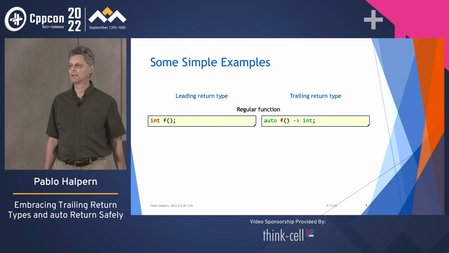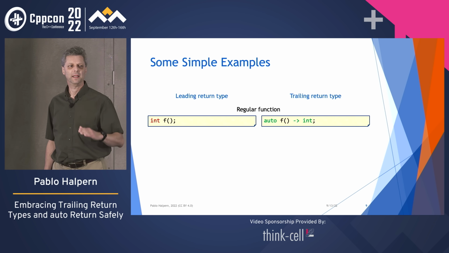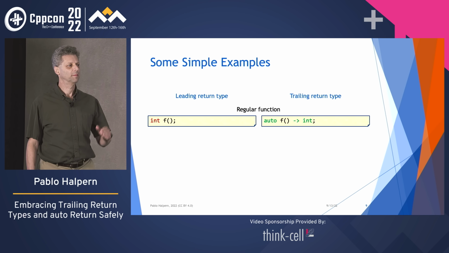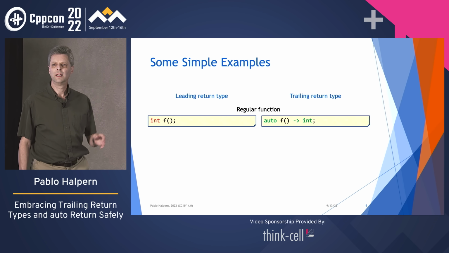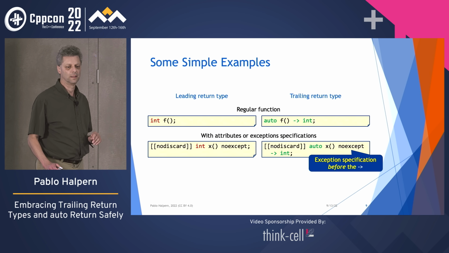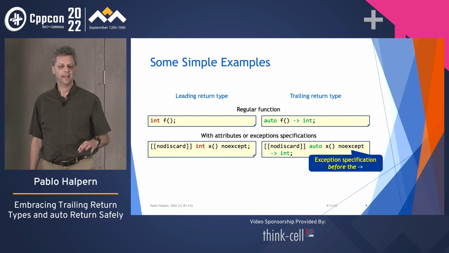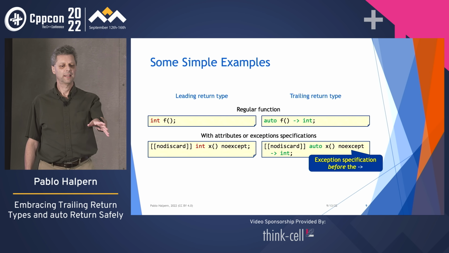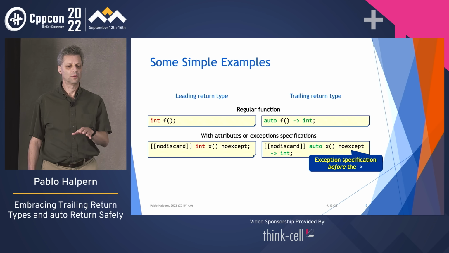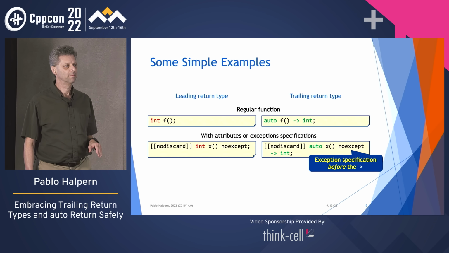So this is a trailing return type. Instead of putting the return type int at the beginning of the line, at the beginning of the declaration of a function, I put it at the end after the arrow. If we have attributes or exceptions, the attributes go in the normal place. The exceptions also go in the normal place, but before the return type.